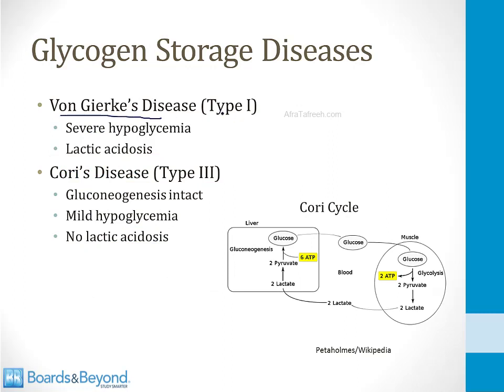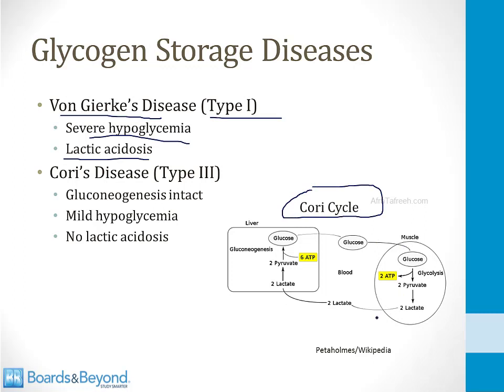In von Gierke's disease, or type 1 glycogen storage disease, there is severe hypoglycemia. This is because gluconeogenesis cannot occur normally in the liver, and I explain why in the video on glycogen. In addition, in von Gierke's disease, there is a lactic acidosis. This is because of disruption of the Cori cycle. On the bottom right side of the screen, I have a drawing of the Cori cycle.